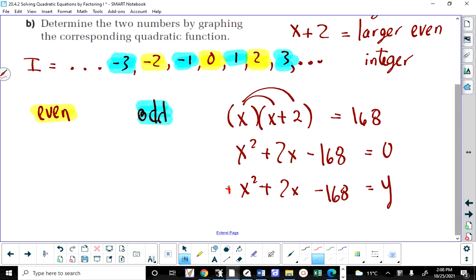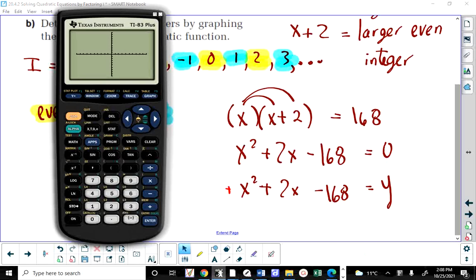Maybe I should just go to my window, and instead of going from negative 10 to 10 vertically, I'm going to go from negative 200. It's just a number, right? You can always change it. Okay, now I can see it, and I'm interested in the x-intercepts.